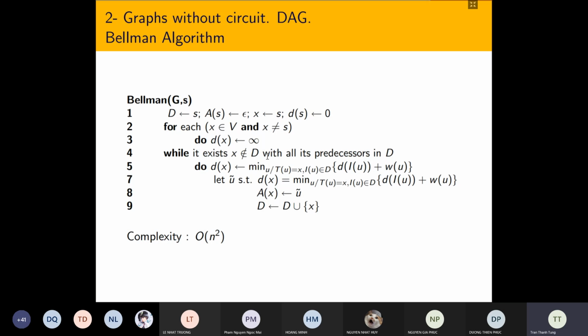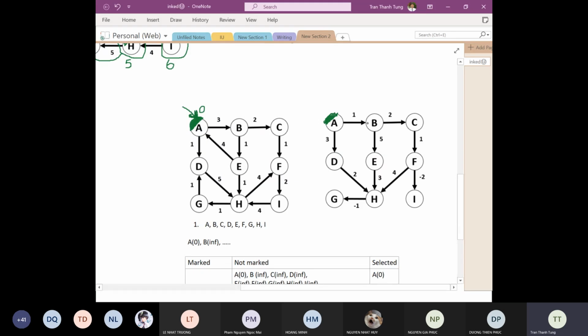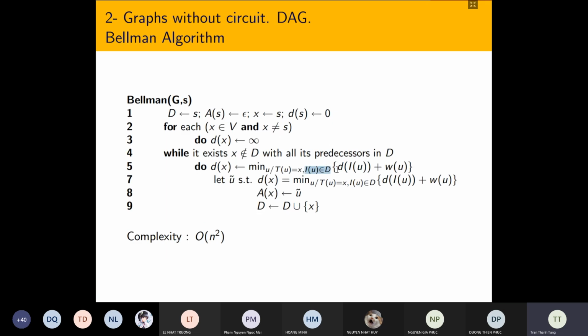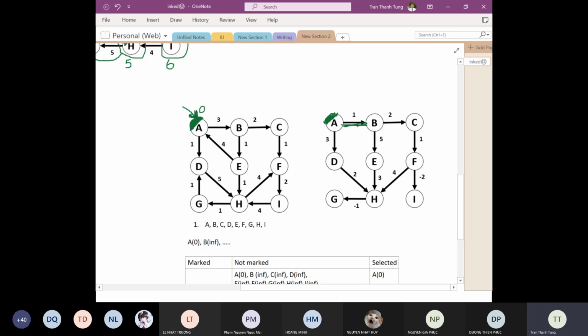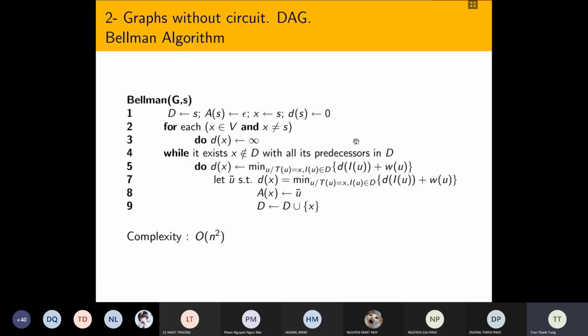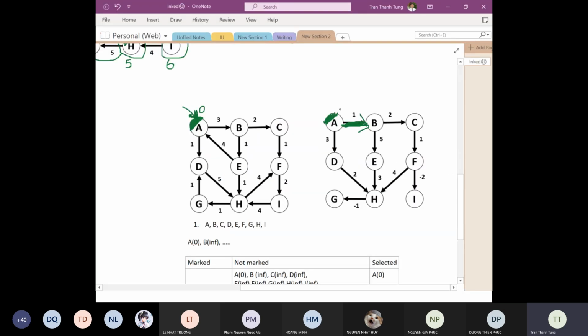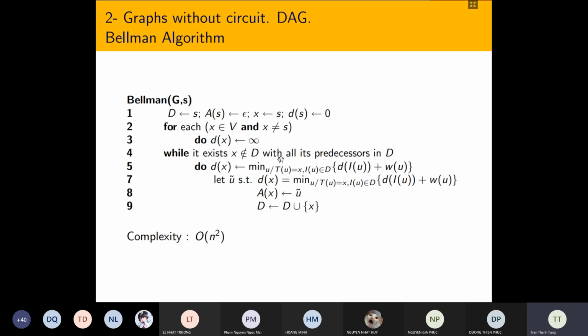So in this case, we try to run it. After we have all the instances in D, we try to find the smallest U such that U is the terminal, here B. Let's say we take B, and the predecessor of B is in A, and we use the distance of the initial plus the weight of the edge. Let's consider this H. Initially we have 0, we have 1. So we check the min of H.